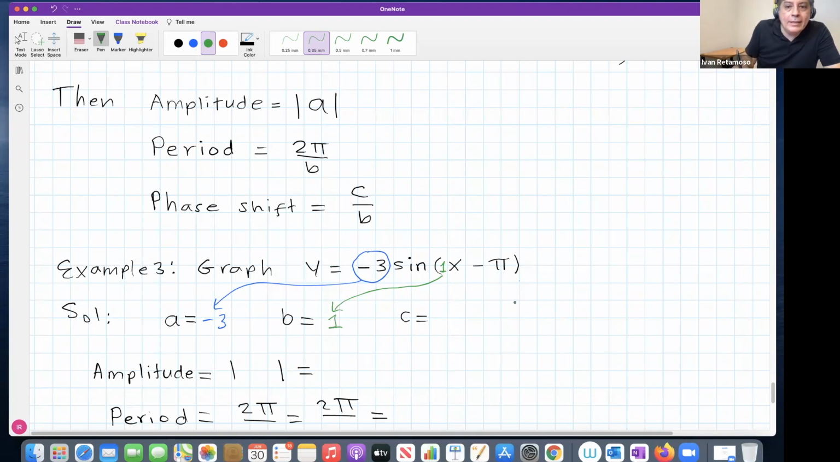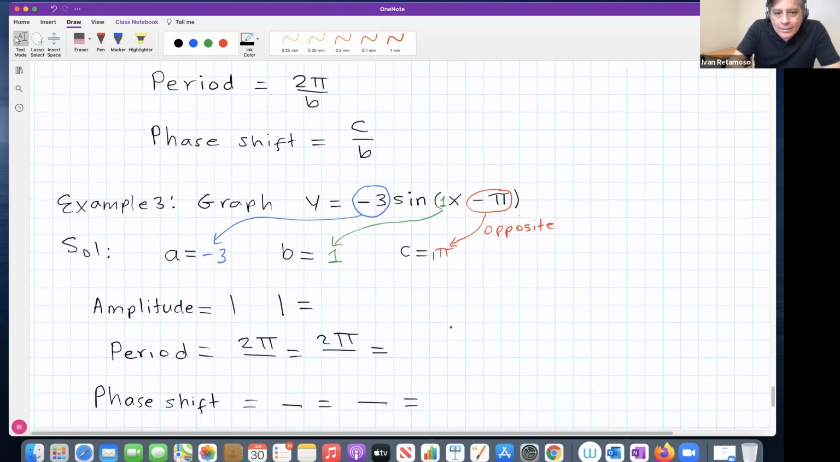C, what is C? C is a little bit tricky. Take your time when you choose C. Look, it shows minus pi here, right? But instead, you're going to take the opposite. So you take pi. In case they show you plus pi, C will have to be negative pi. See, that's how it works.